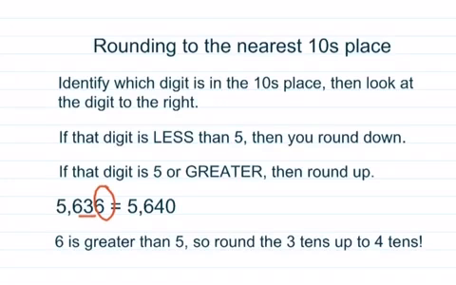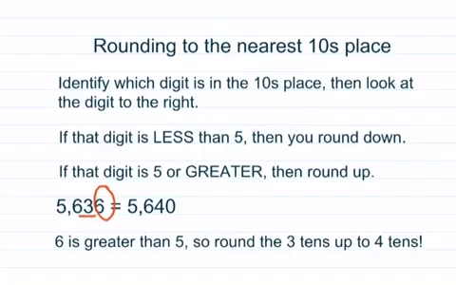So when you run into the nearest tens place, basically you just have to identify which digit is in the tens place, and then look at the digit right to the right. Basically, it's the digit that's one place value less than the place that you are rounding to. So if that digit is less than 5, so if it's 1, 2, 3, or 4, then of course you round down. And if that digit is 5 or greater, then you round up.